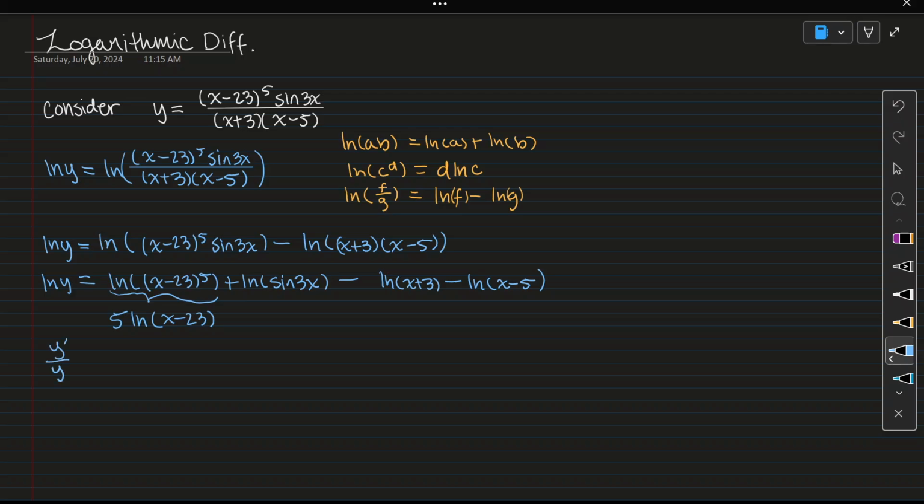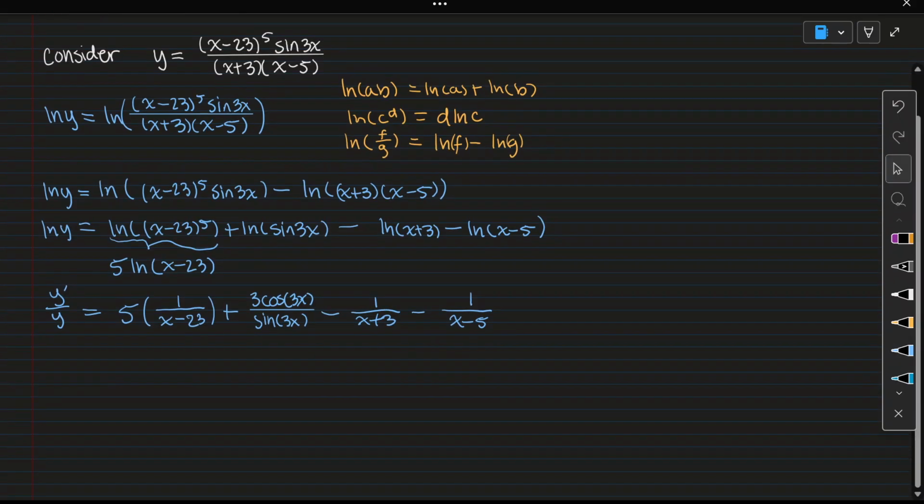So y prime over y, as before, is equal to 5 times whatever is in the ln stays there in the denominator, and then the derivative of that is 1, plus, again, I'll have sine 3x stays the same in the denominator, and then I take the derivative of that, which is going to be 3 cosine 3x in the numerator, minus, the derivative of x plus 3 is 1 over x plus 3, minus 1 over x minus 5, since the derivative of x minus 5 is 1.